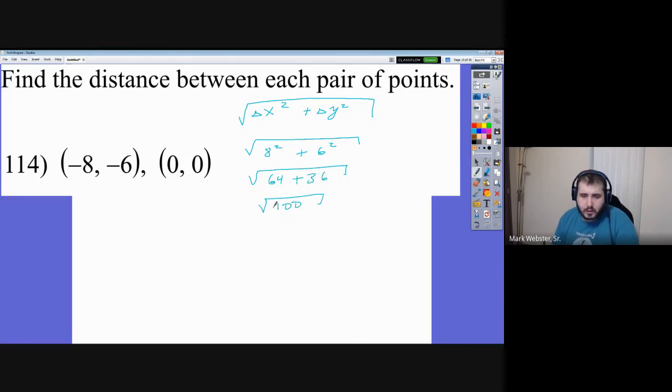And now, oh, wait, look, 100, that's a perfect square. The square root of 100 is just 10, isn't it? Not radical 10, just the number 10, right? And that's your answer. When it's a perfect square under here, don't overthink it. Don't try and do extra. Recognize your perfect squares, and then take the square root and get your final answer. All right, one more.